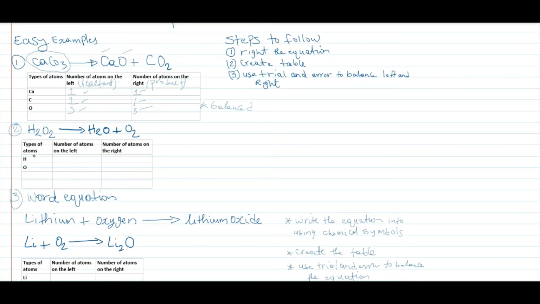Let's count the number of atoms on the left side, which is the reactant side. How many hydrogens do we have? There's 2 hydrogens. It's already shown: H2 means there's 2 hydrogens. How about the oxygen? There's 2 oxygens on the reactant side, already bonded to the hydrogens as 1 compound, hydrogen peroxide. Now let's look at the right-hand side.